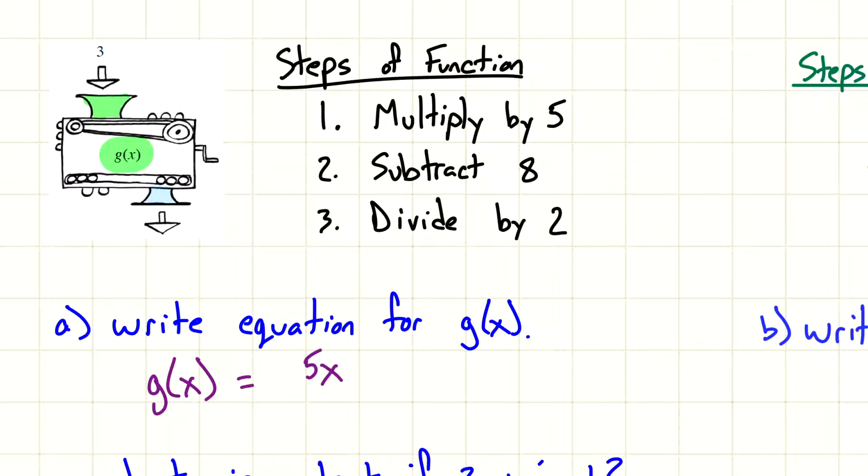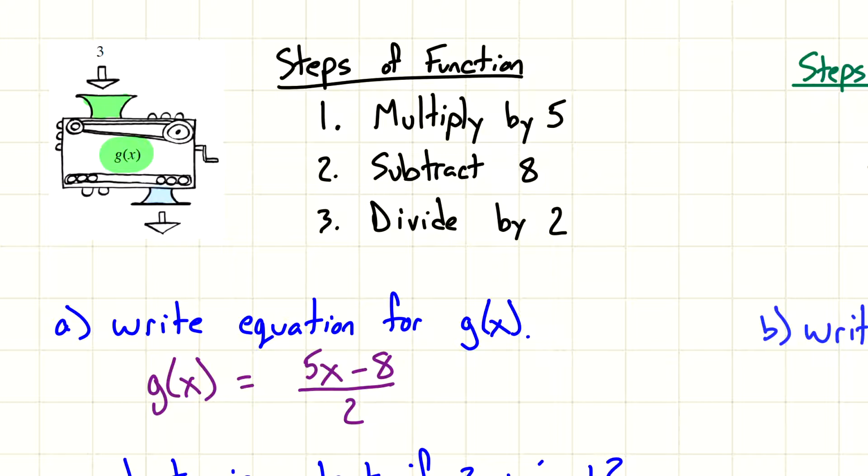Second step says to subtract 8. So whatever the answer that gives me, I'm going to subtract 8. Next step is to divide by 2. So I'm going to take that whole thing and I'm going to divide it by 2. All right, so what we've just done is we've written an equation for this function machine, g of x.